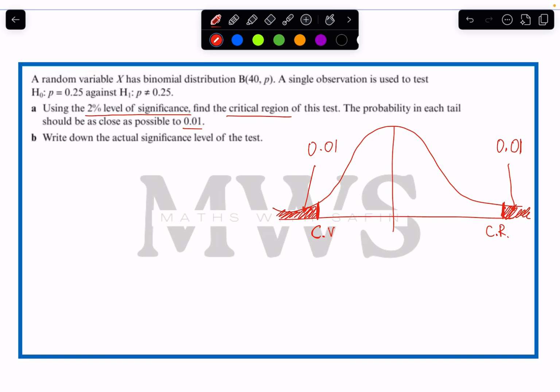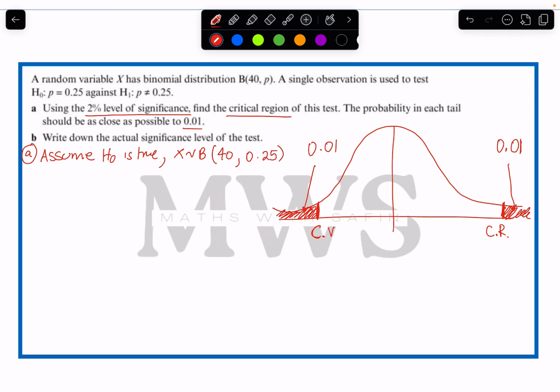As always, in order to do part A, we assume that H naught is true, because H naught is what we believe and have accepted. The alternative hypothesis is a new argument someone is bringing that we want to check. We want to verify whether the argument is true or false, and we do this by finding the critical region and calculating the extreme values. So in this case, we assume H naught is true. And if H naught is true, what does that mean? That X is binomially distributed where n is equal to 40 and p is equal to 0.25.